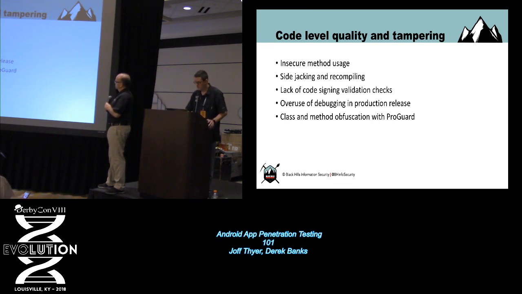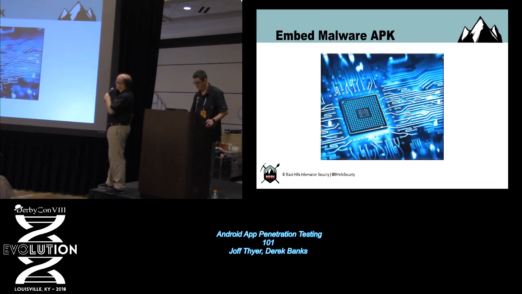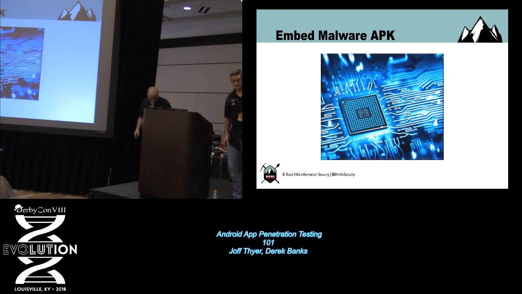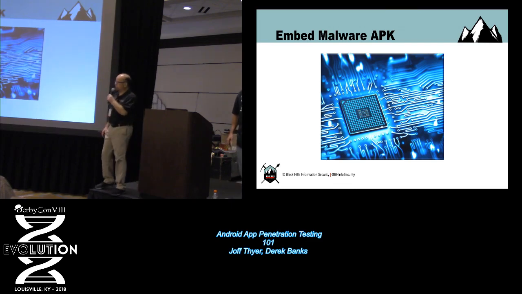And then we mentioned code level quality and tampering, which is a fancy way for messing with the application, right? So some of those things are, or really the most important thing is sidejacking the app and recompiling it. And we have 10 minutes left. I think it's time for me to do a sidejacking demo. Okay, so hey, the countermeasures worked well. It is much colder, so I'll come back to that in a few minutes.